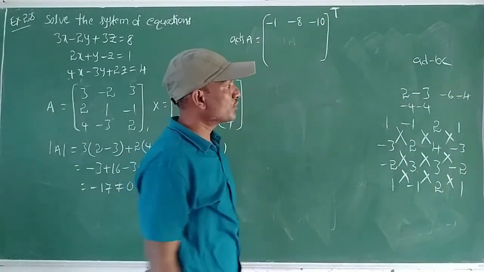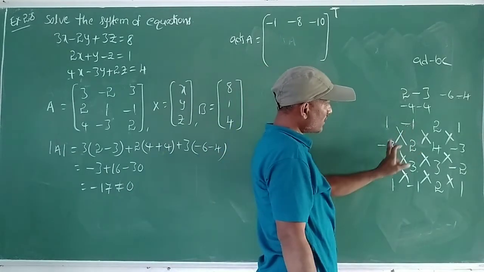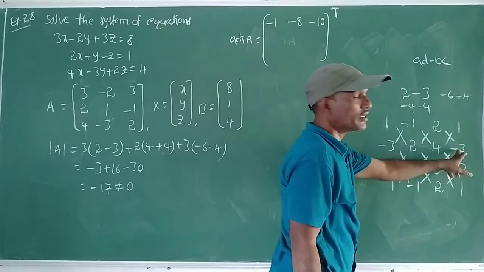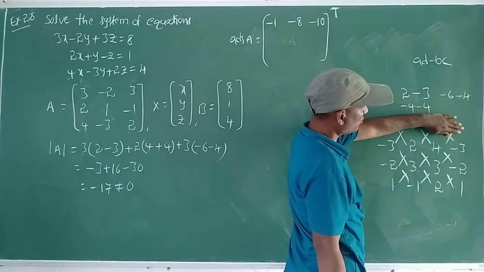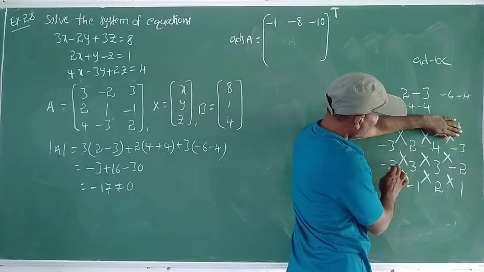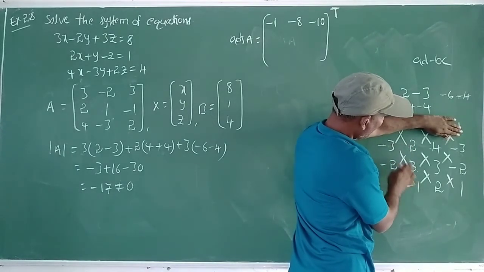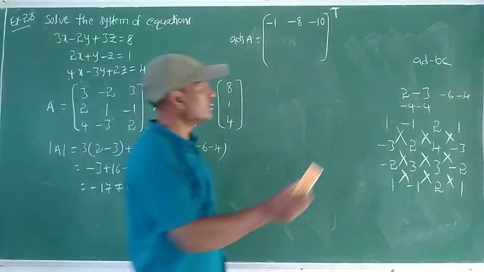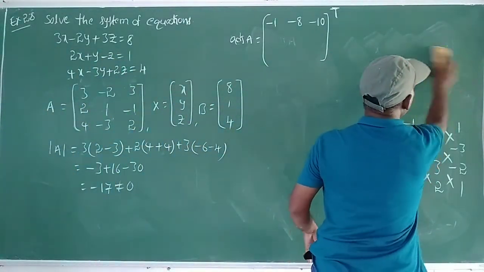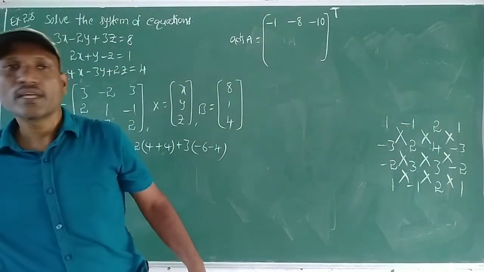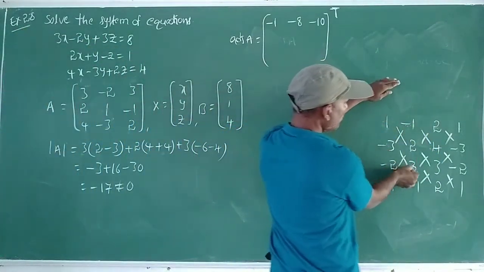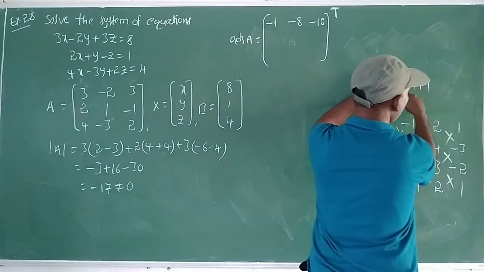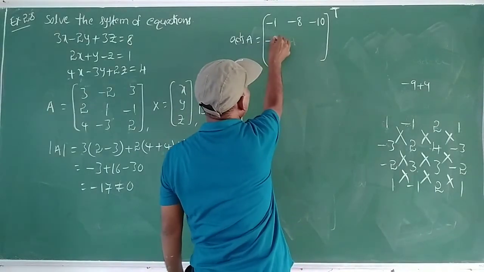Minus 10. Okay. First, A, B, C, D, cross multiply. Next, A, B, C, D. Next, first row close. Remaining A, B, C, D. Minus 3 into 3, minus 9. Same, all A, D minus B, C. Minus 3 into 3, minus 9. Minus 2 minus, plus 4. Minus 9 plus 4, minus 5.